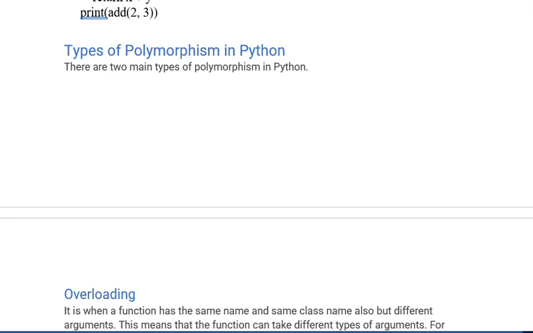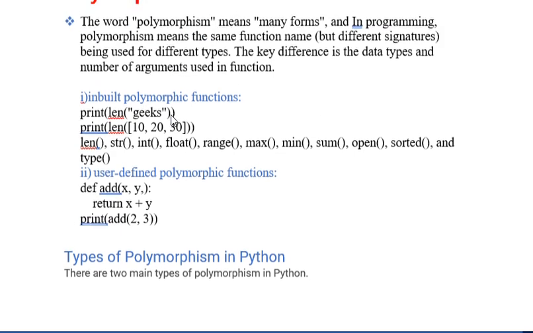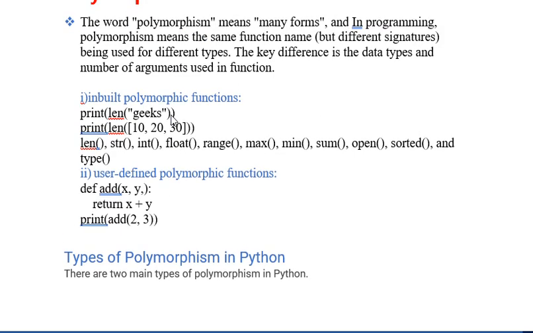In this video, I'm going to explain the types of polymorphism. In my previous video, I explained what polymorphism is, and user defined and inbuilt functions which are used in Python. Now let's understand what the types of polymorphism are. So what is polymorphism? It's like many forms, which I explained in my previous video.